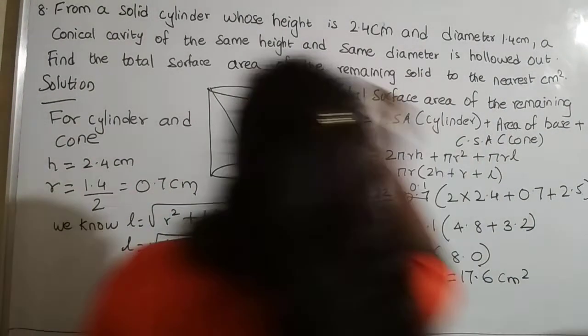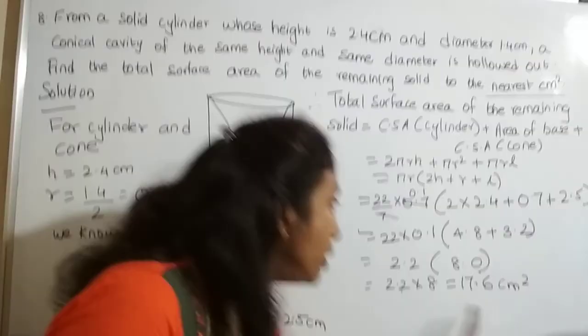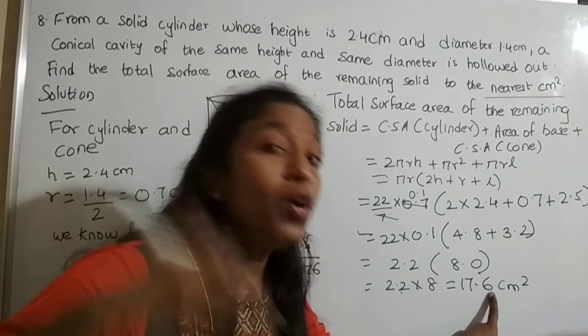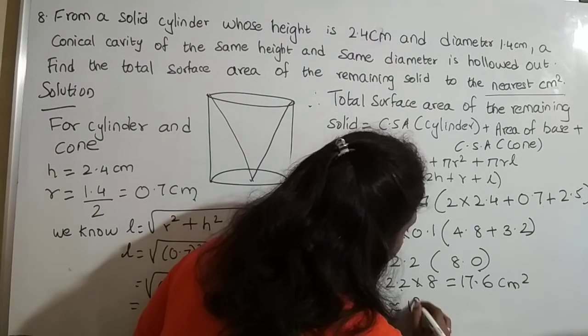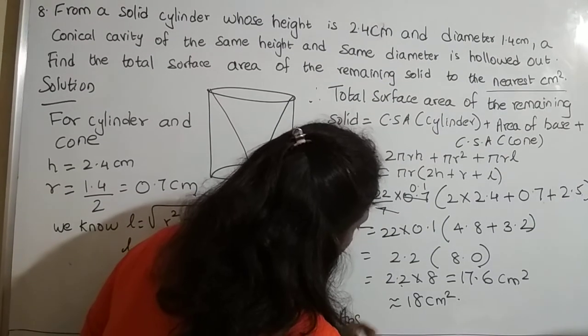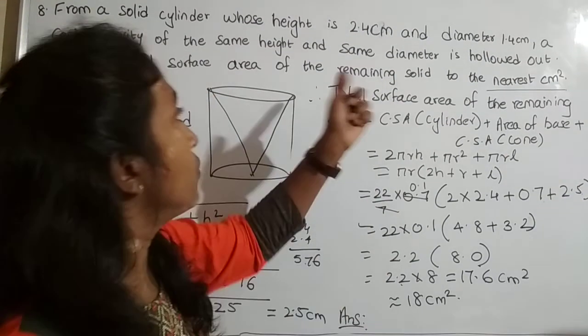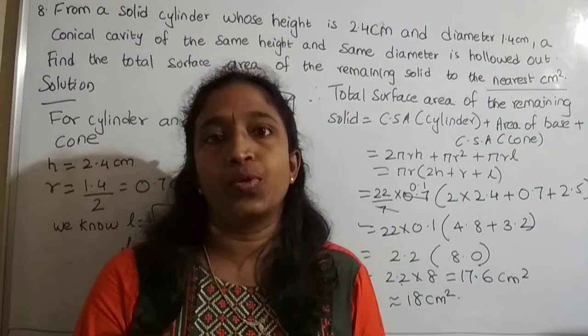Now they have said to find the total surface area to the nearest centimeter square. After the point, if it is 5 or more than 5, then we round it up. So approximately it is 18 centimeter square. At the last, don't forget to write the final answer. Therefore the total surface area of the remaining solid rounded to the nearest centimeter square is 18 centimeter square.